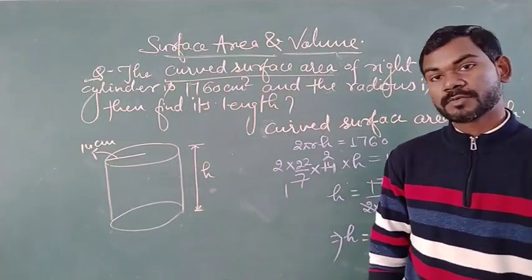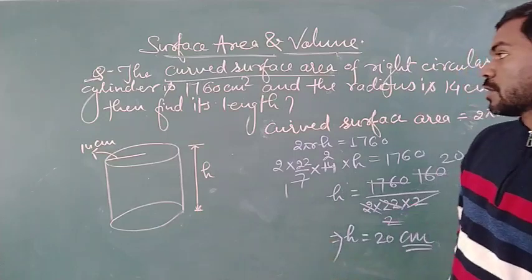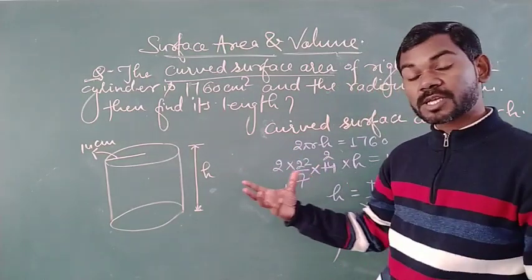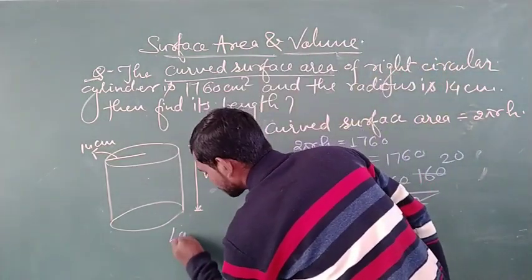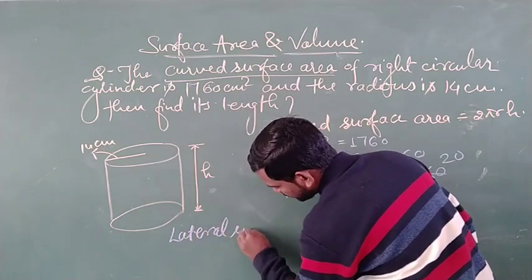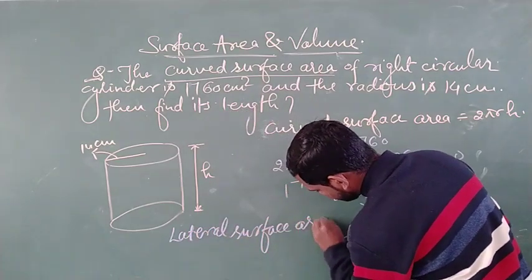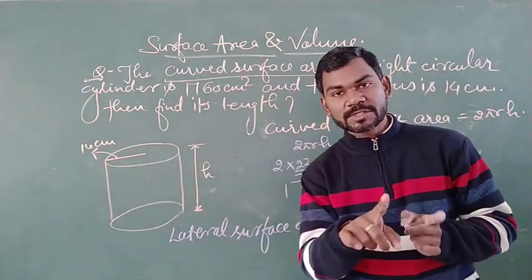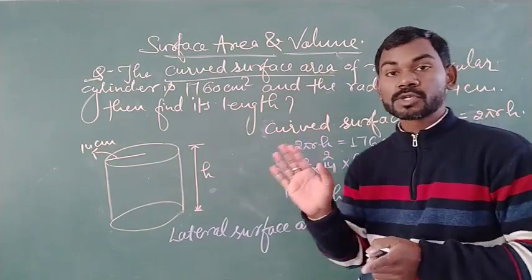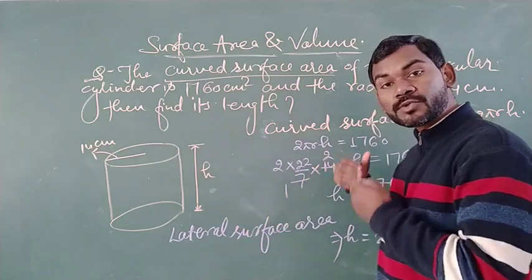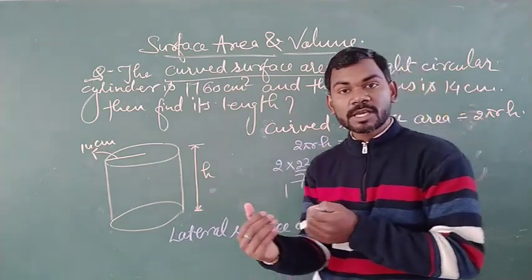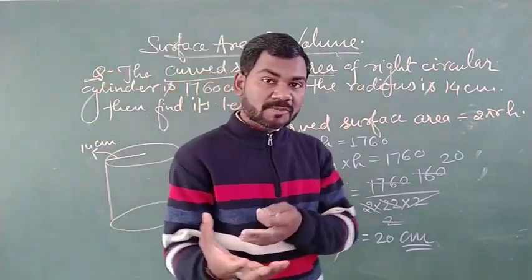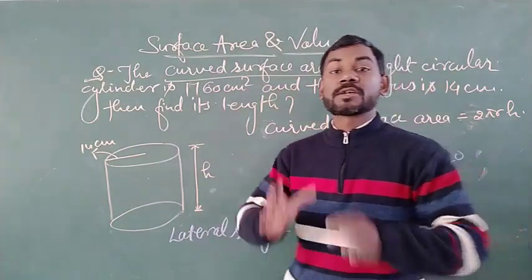Now let us revise the question once again and find its solution once more. The question says the curved surface area. If the question is given in terms of curved surface area, don't forget that the lateral surface area and the curved surface area are both the same. So do not be confused about which formula to use to find the curved surface area and which to use for the lateral surface area. The curved surface area and the lateral surface area of the cylinder are the same.